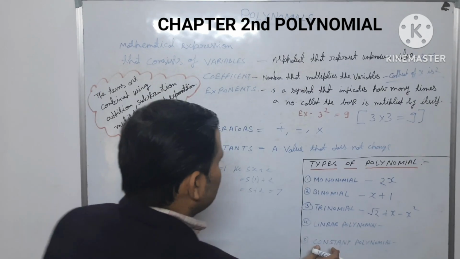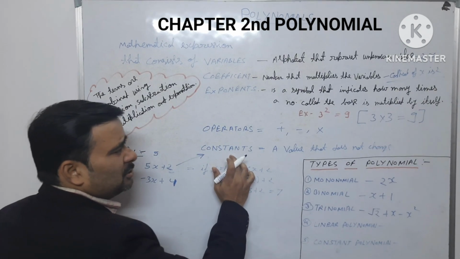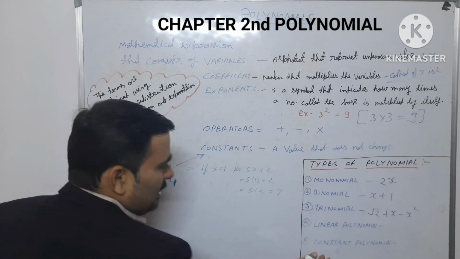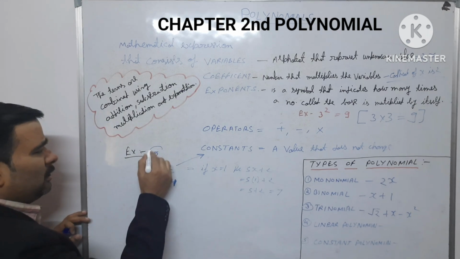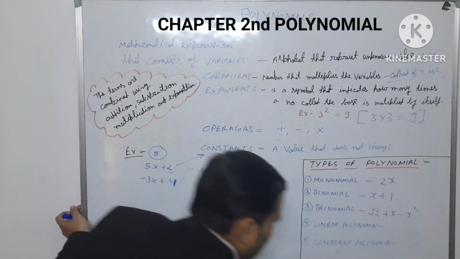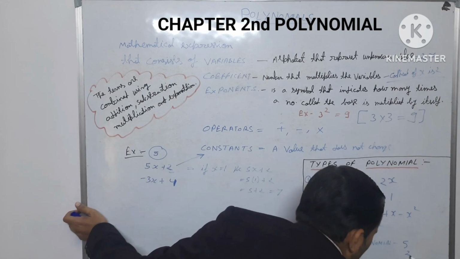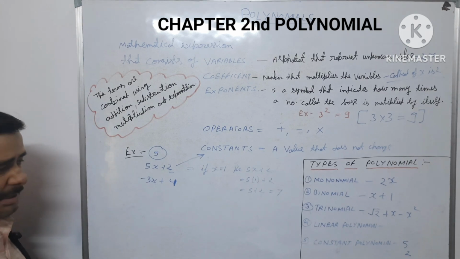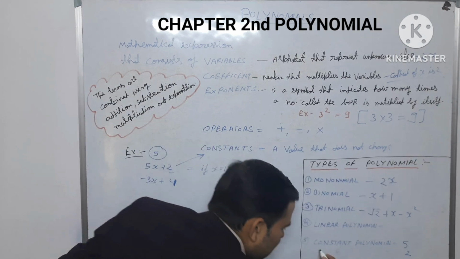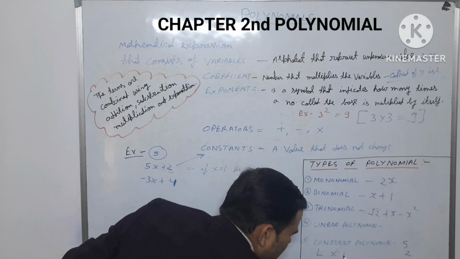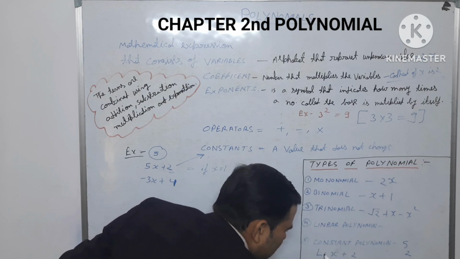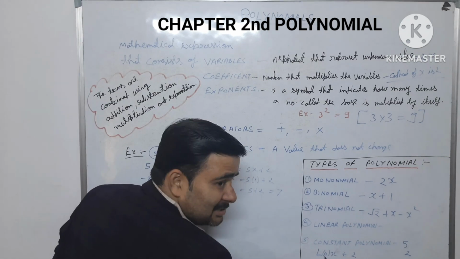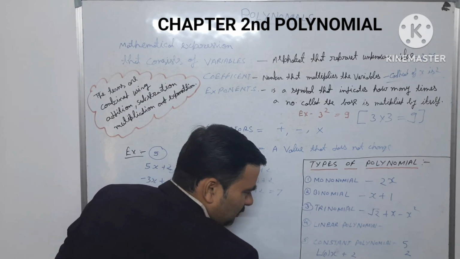A constant polynomial is, as I told you earlier, a constant, a value that does not change. A polynomial which has only one term, suppose only 5, only 2 or only 3, is known as a constant polynomial. Suppose we have a polynomial x plus 2, it can be represented with the coefficient of x as 0, and the polynomial is written this way.